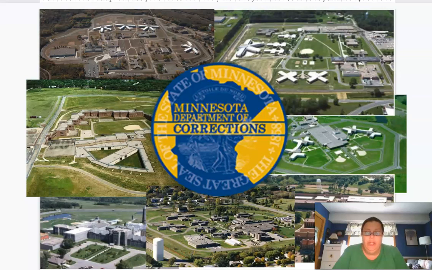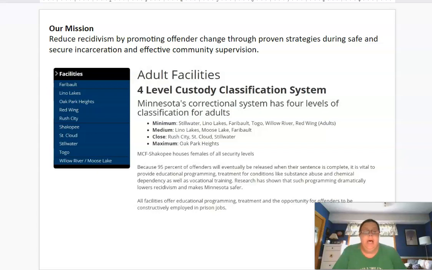So in Minnesota, we have several different prison systems within the state. And in this box here, you see the list of prisons that we have here in Minnesota. We have what is considered a 4-level custody system, which means we go from the maximum level prison system all the way down to a minimum system. And I'm going to walk you through those steps just very briefly.